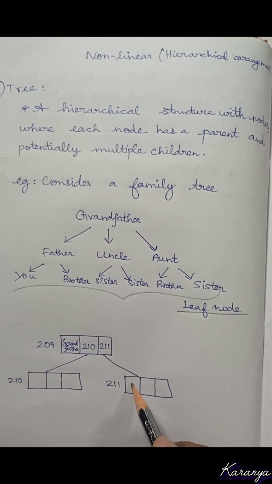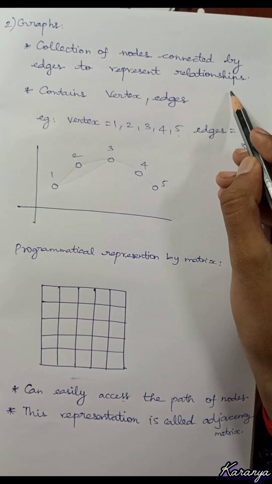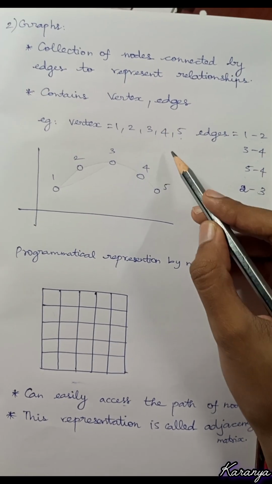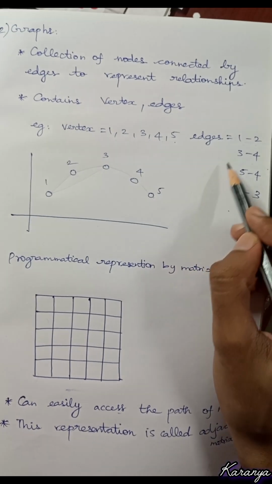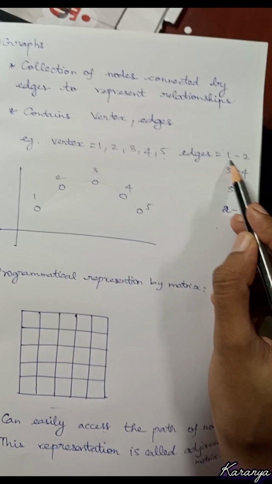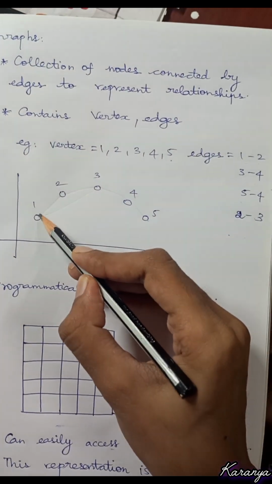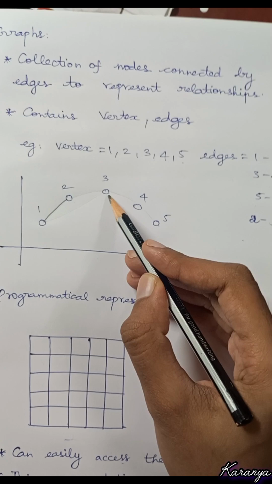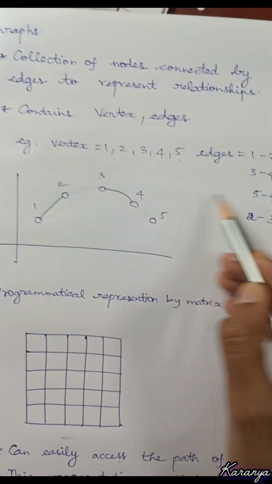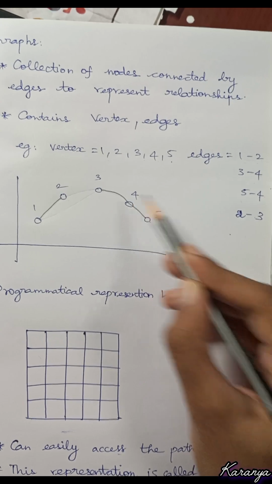The next non-linear type is a graph. It is used to represent relationships and contains both vertices and edges. Here I have named the vertices as 1, 2, 3, 4 and 5 and the edges as 1 to 2, 3 to 4, 5 to 4 and 2 to 3. Consider the vertex as a node or location in a graph and the edges as a path to connect the vertices. Now I have connected the vertices by the edges, which serve as a path to connect both vertices.